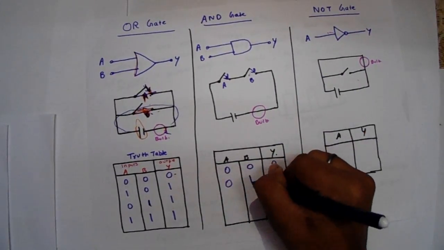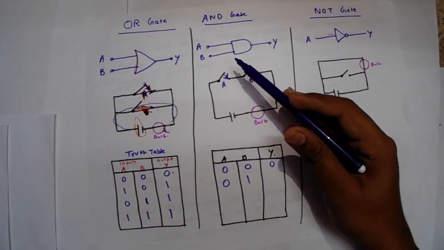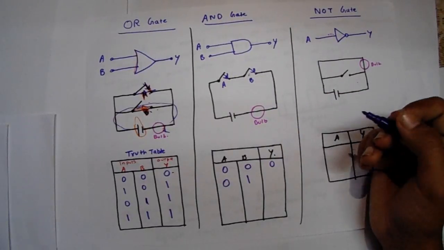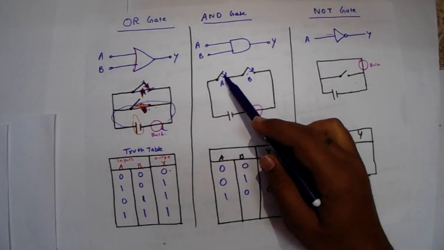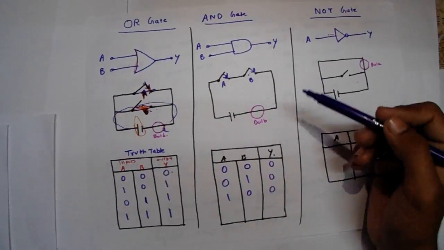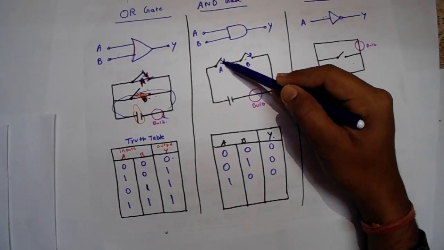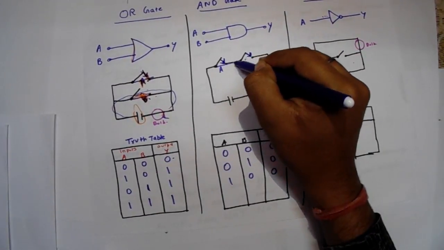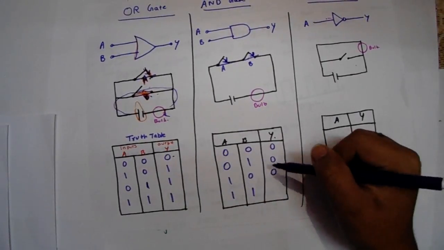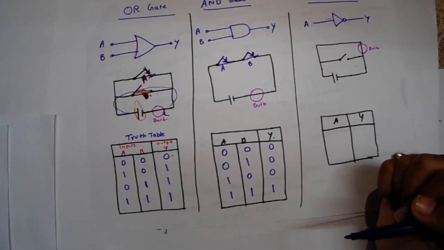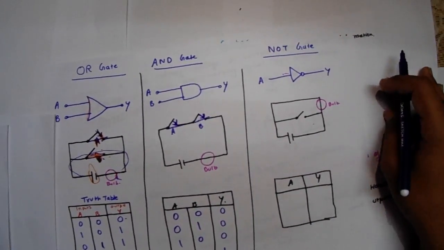Now 0 1. For 0 1, considering A is open and B is closed, still nothing's going to work. So the output is 0. As I said, if we open this and close this, or vice versa, the same thing happens. Now the fourth and last case: if both the switches are in a closed position, the circuit completes and the bulb glows. So if both the switches are on, the bulb will be on. Now the third one, the NOT gate.